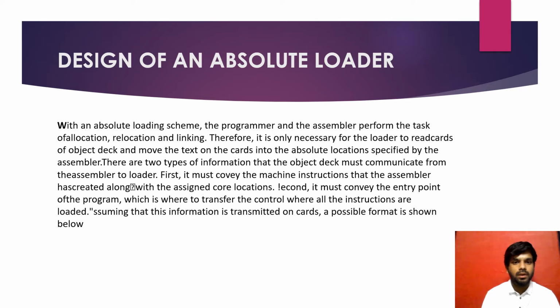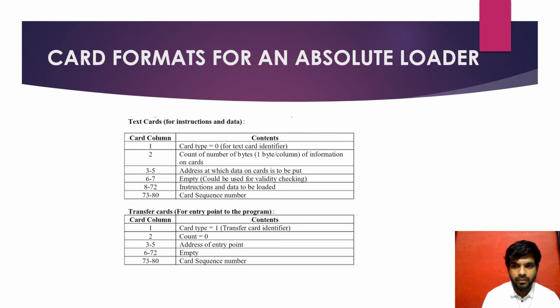There are two types of information on the object deck. First, it must convey the machine instructions along with the core locations assigned by the assembler. Second, it must convey the entry point of the program. So the two types of information are the machine instructions and the entry point of the program. The start point of the program should be communicated to the loader. This is what the object deck communicates.